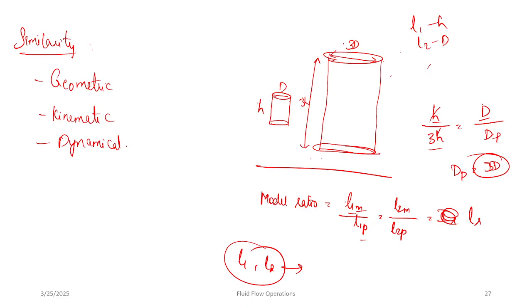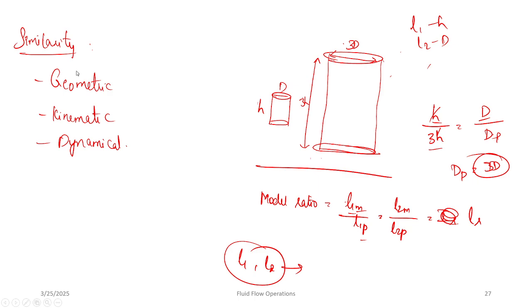Okay, so if the ratio is constant, then we can say they are in geometric similarity, like they are having geometric similarity. Okay, and all the included angles should be the same in both the cases. So that is how you'll be able to say if two objects are in geometric similarity or not.